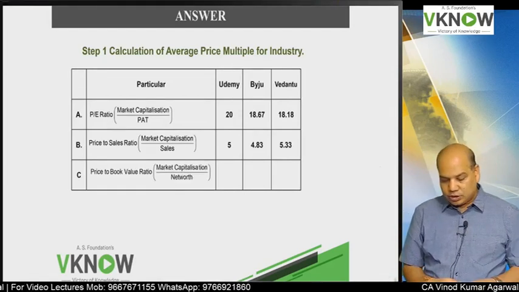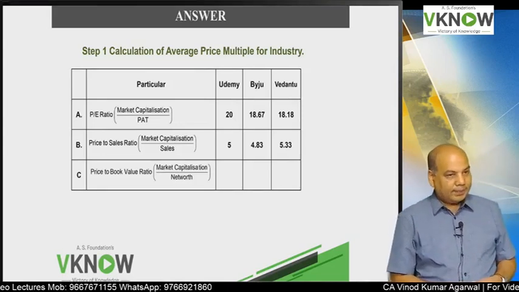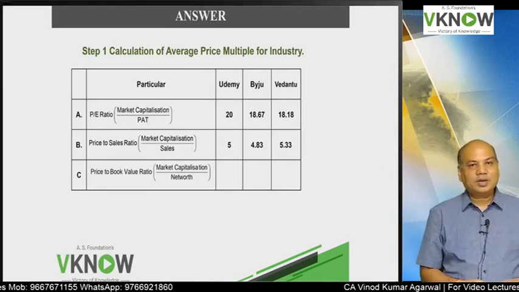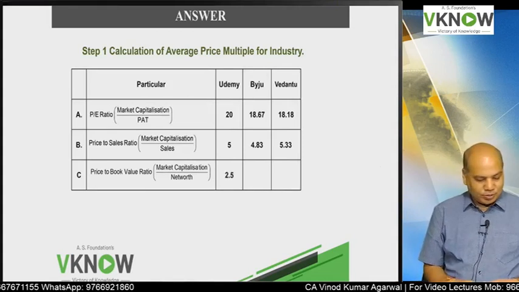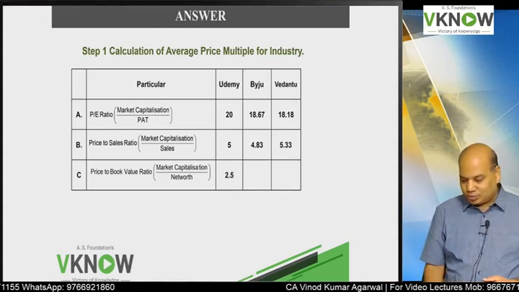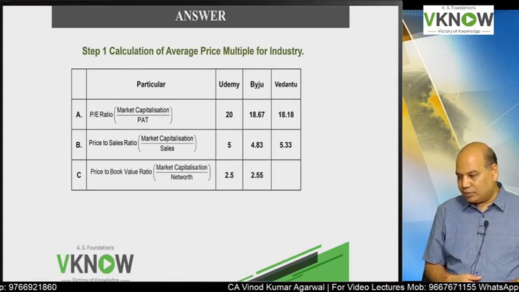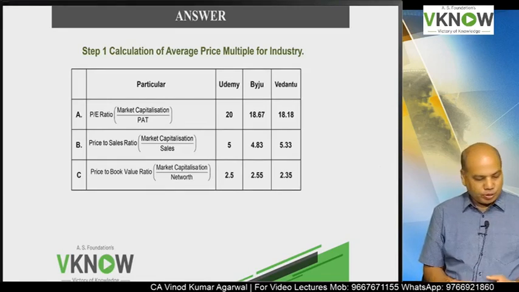Price to book value ratio. Book value means net worth. Market capitalization upon net worth. That is 2.5. Next, 2.55. Last one, 2.35.